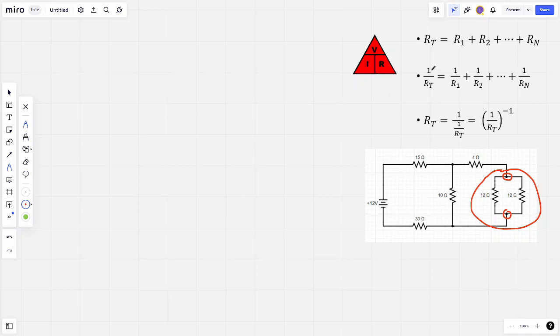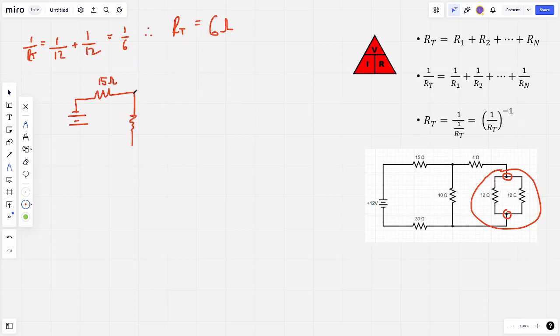So we use the parallel law, which is the reciprocal of the resistors, which is 1 over 12 plus 1 over 12 is equal to 1/6. And that's going to be the reciprocal of your RT. So therefore, RT is equal to the reciprocal of 1/6, which is 6 ohms. So if we draw that circuit, what does it look like? We've got our battery, our 15 ohms, we've got our 10 ohms here, we've got our 4 ohms, and now the newly formed 6 ohms.